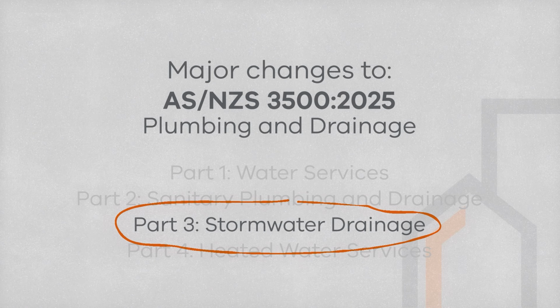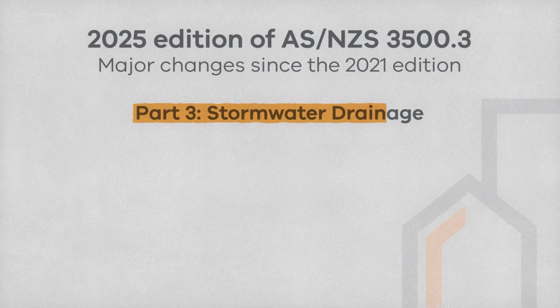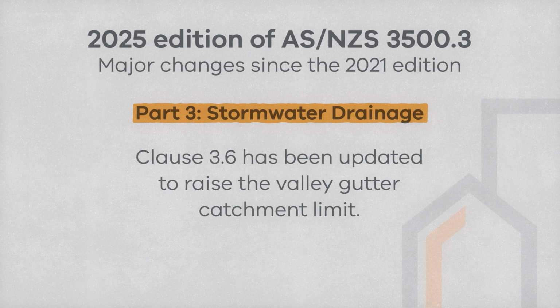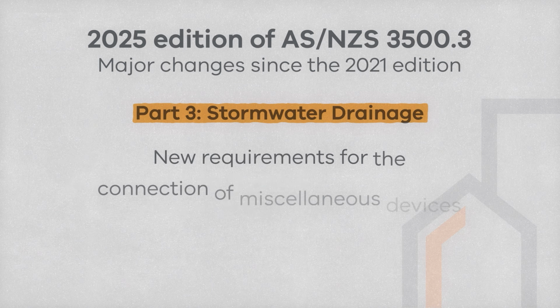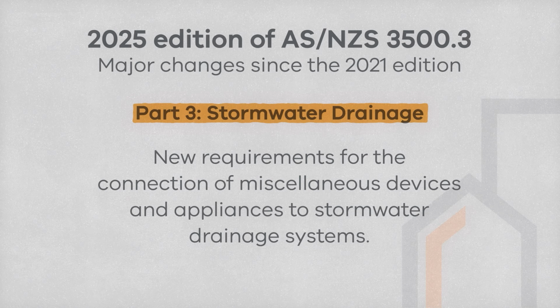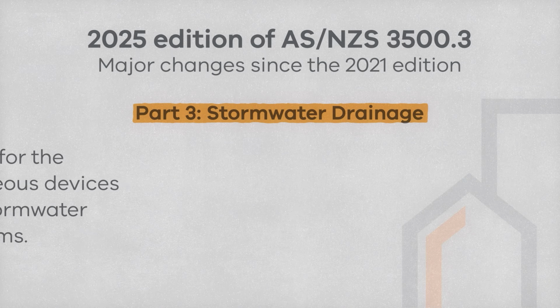You must consult the 2025 version in full and comply with other regulatory framework and manufacturer instructions for the design and installation. Since 2021, a few key things have changed in the 2025 version. First, Clause 3.6 now increases the allowable catchment for valley gutters. Next, Clause 5.3.8 introduced new rules for how miscellaneous devices and appliances connect to the stormwater system.